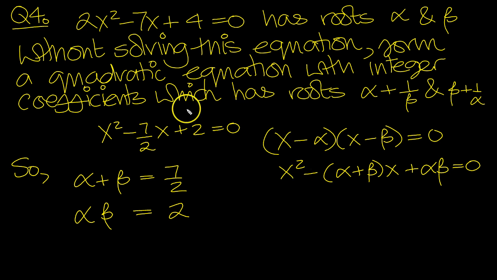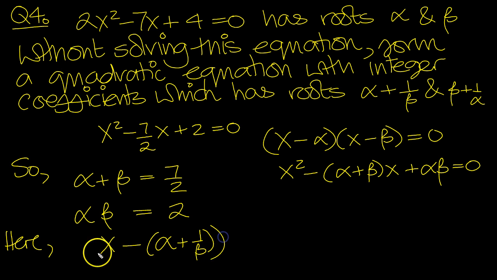Okay, now we want roots alpha plus 1 over beta and beta plus 1 over alpha. Okay, how are we going to do this then? Well, first of all, the sum of these. I'm going to have a look at this equation first. So if it had roots this, x minus alpha plus 1 over beta, there's the first root, and the second root would be x minus beta plus 1 over alpha, wouldn't it?